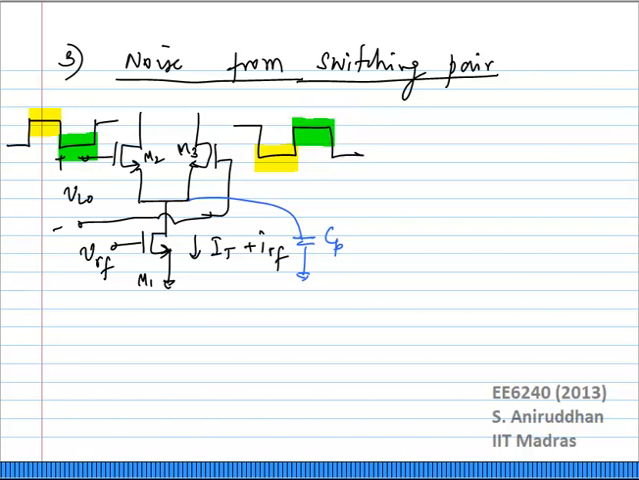So when do they contribute noise? During switching. Because we know that they do not switch instantaneously. Therefore they have to produce some noise during that crossover time, and during the crossover time both of them may be turned on. Therefore we have to worry about noise from both of them. So that is what we are going to analyze now.